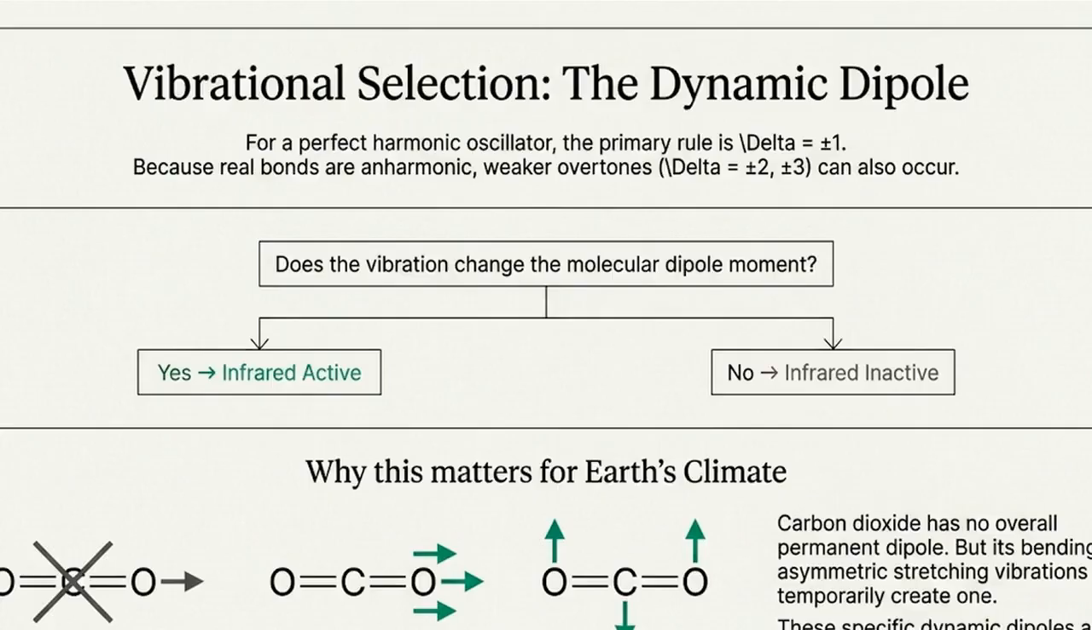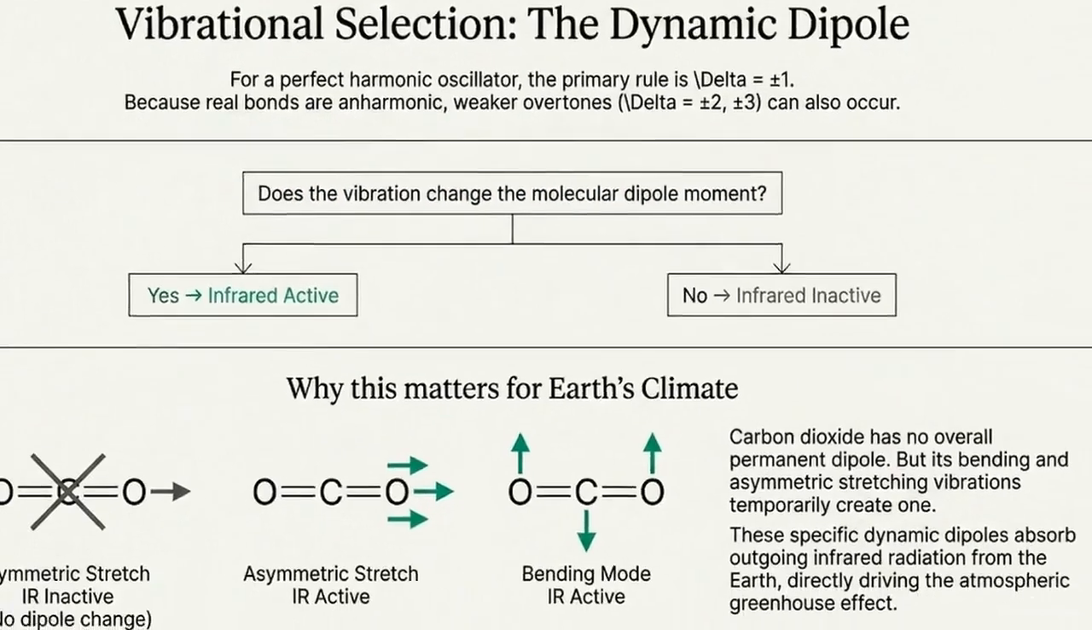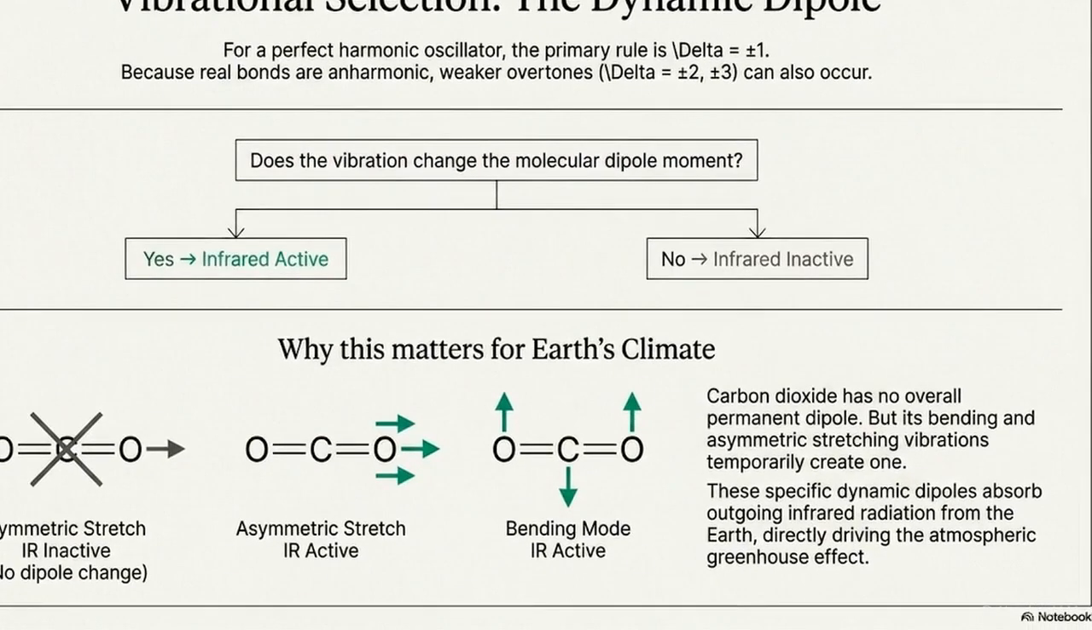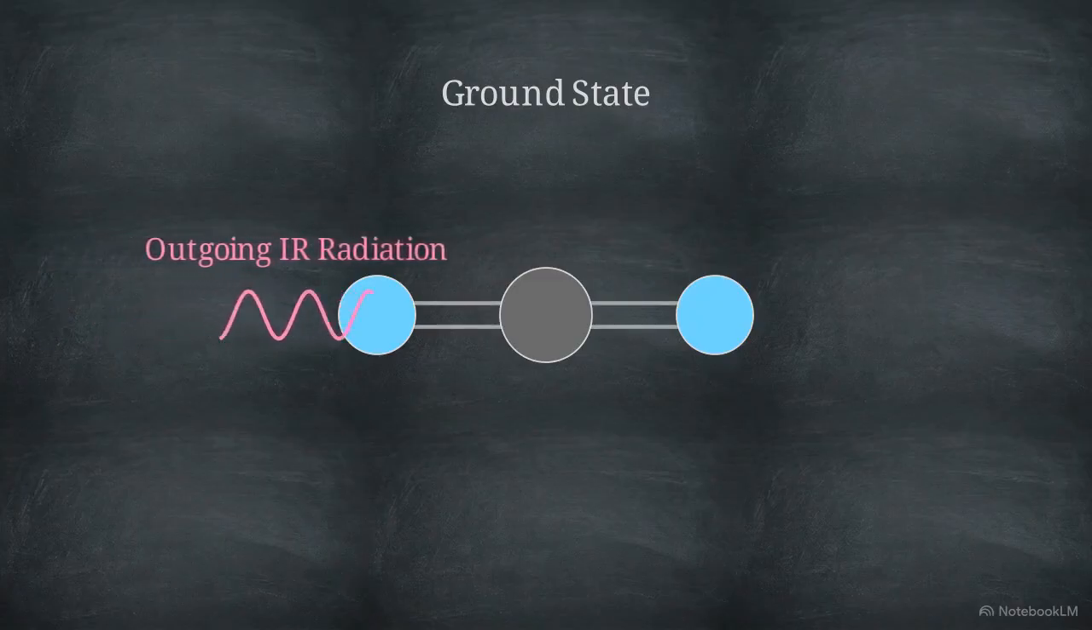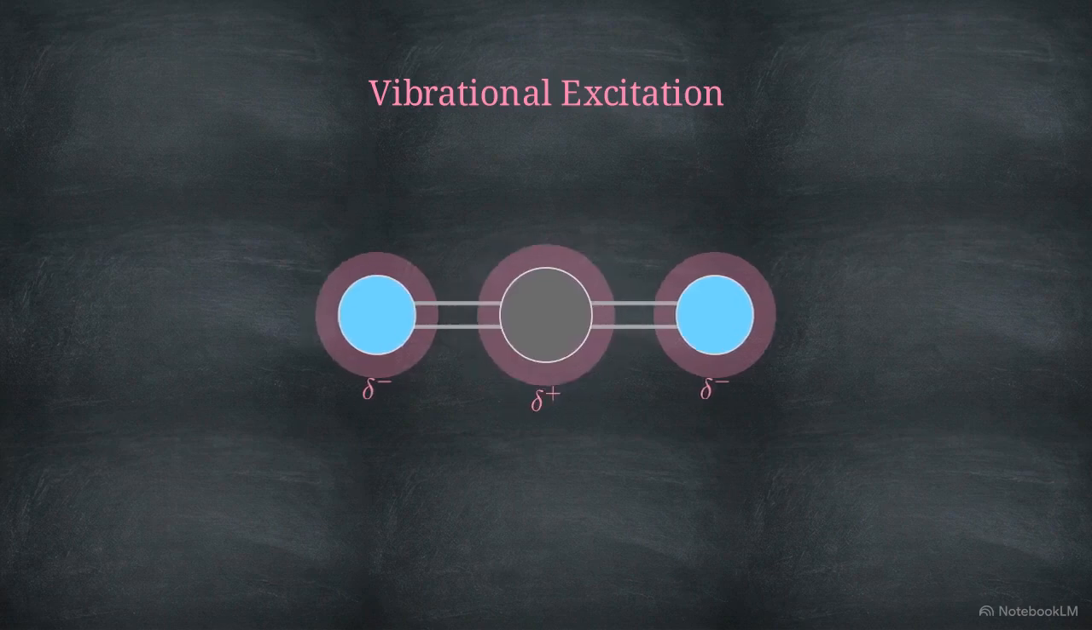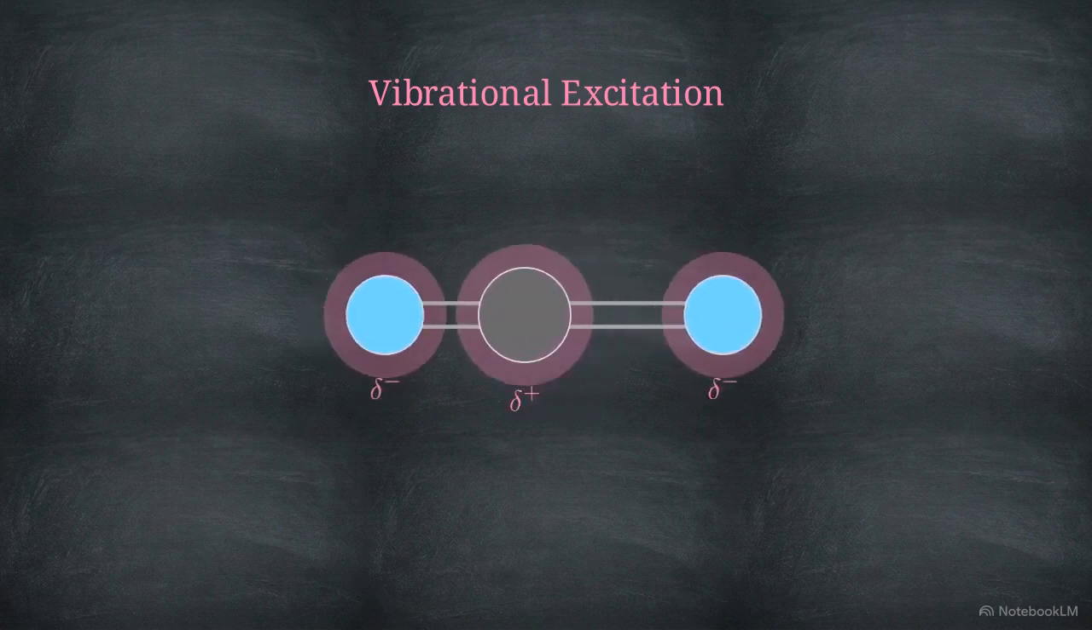This flowchart illustrates the rule for infrared activity. A vibration only interacts with infrared light if it temporarily changes the molecular dipole moment. Look at carbon dioxide below. Its asymmetric stretching and bending modes temporarily shift its charge distribution, creating a dynamic dipole. When these dynamic dipoles absorb outgoing infrared radiation, they convert that light into internal vibrational energy.